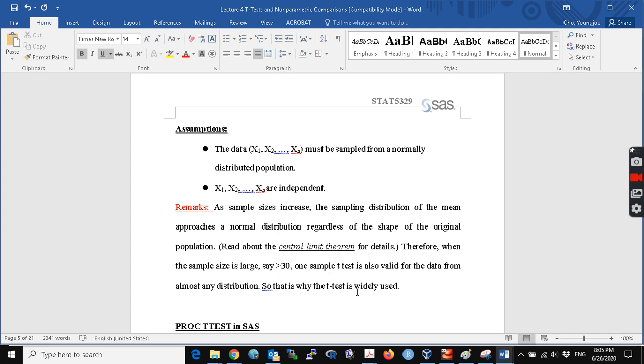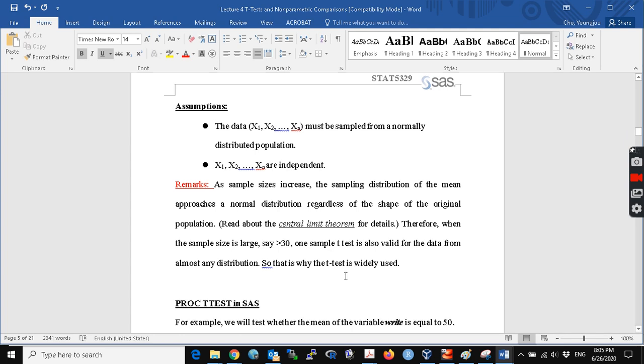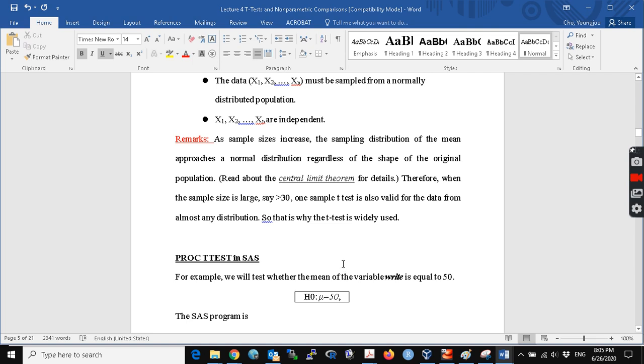And then the reason the t-test is very useful is that when the sample size increases, the sampling distribution of the mean approaches the normal distribution, regardless of the shape of the original population. So if the population distribution is unknown, as the sample size increases, the distribution of the sample mean approaches the normal distribution, which is an important theorem in statistics called the central limit theorem.